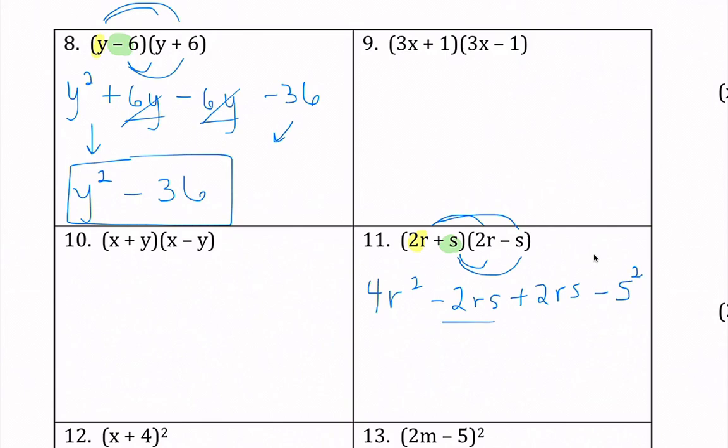Combine your like terms. So my 4r squareds drop, because there are no other r squareds. I have a negative 2rs and a positive 2rs. I notice that those are opposite, so those cancel. And I can't forget to drop my minus s squared.